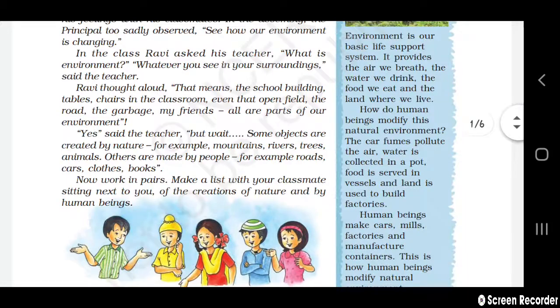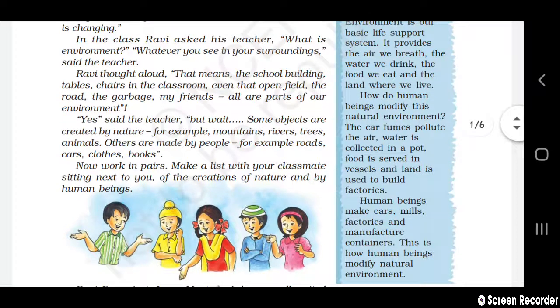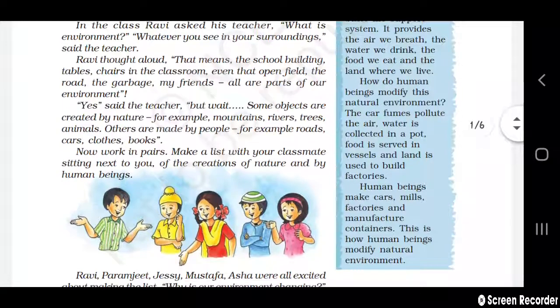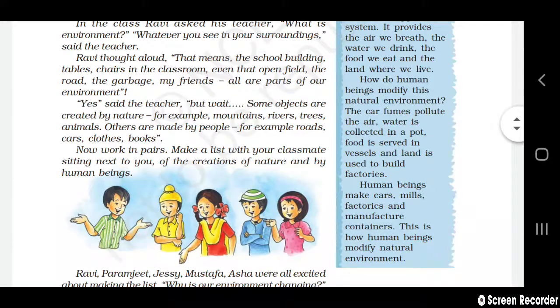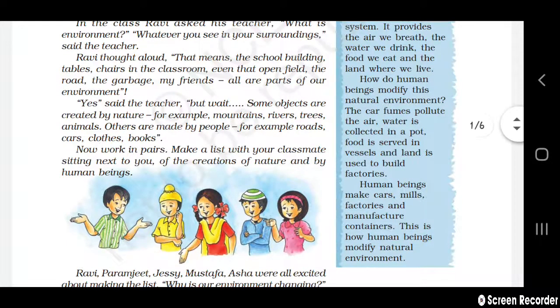Next, Ravi thought aloud: the school buildings, tables, chairs in the classroom, even the open field, road, garbage, my friends, all are part of our environment? Ravi asked this doubt to the teacher. The teacher says, "Yes, they all are part of our environment.